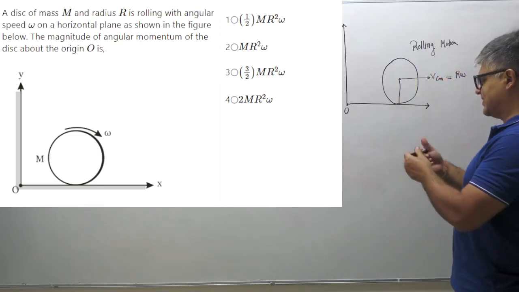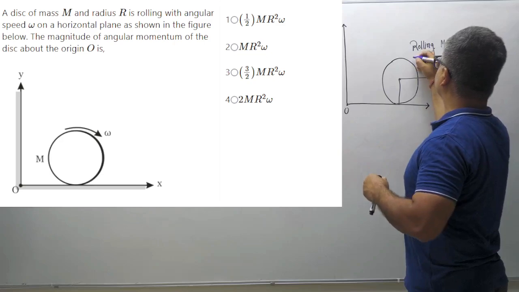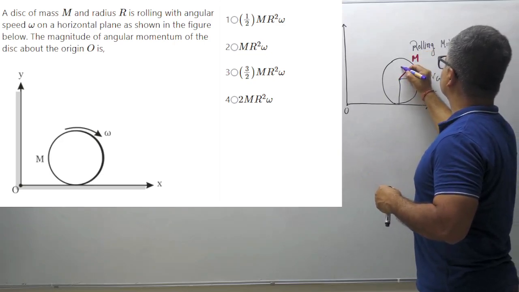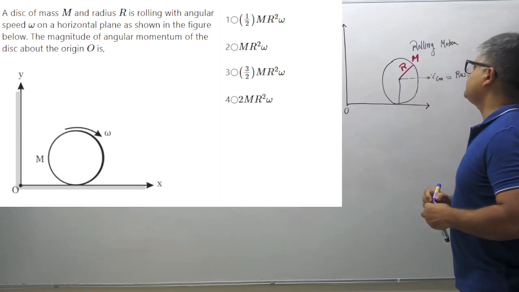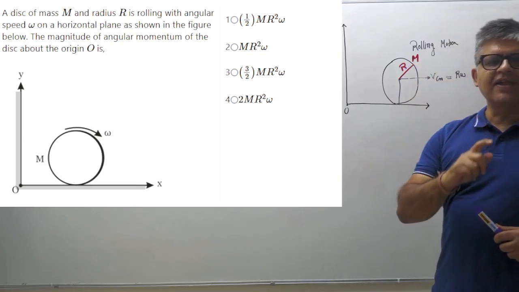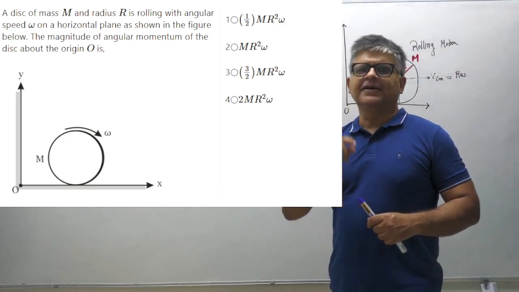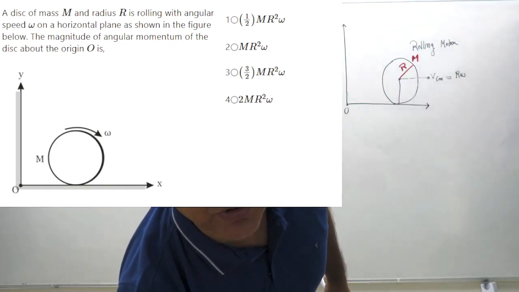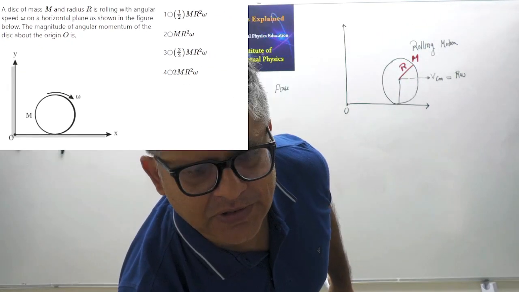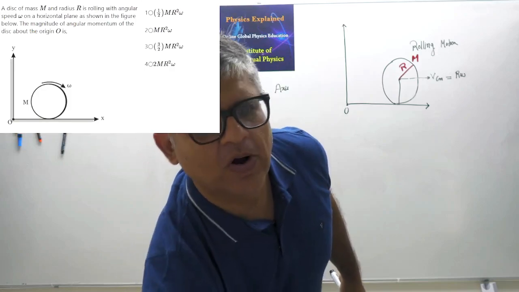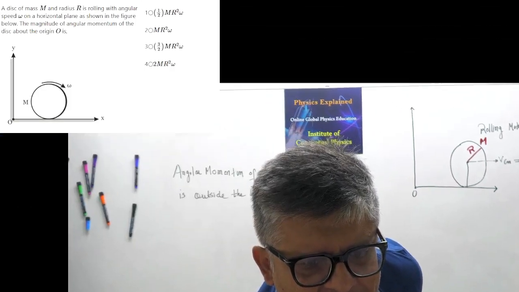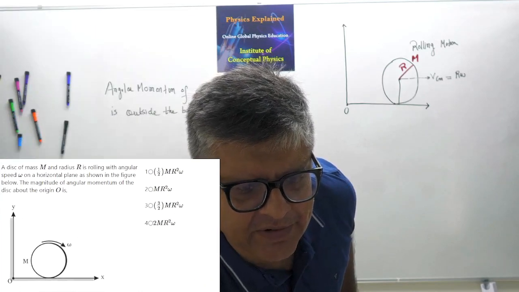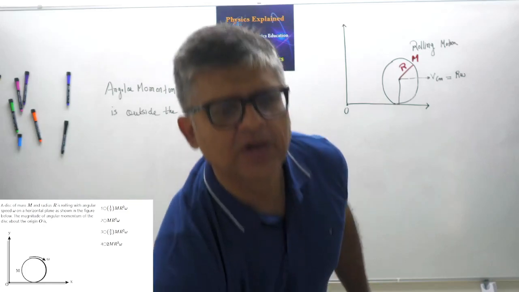The mass of the disk is given to you. So this is your mass, and the radius of the disk is available to you. This information is given, and what is also given is the fact that the disk is rolling. I will just reduce the size of the question now and position it somewhere where we can read it easily, so I have space to write something.